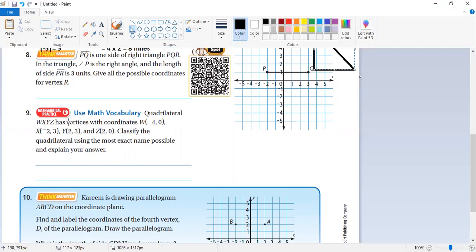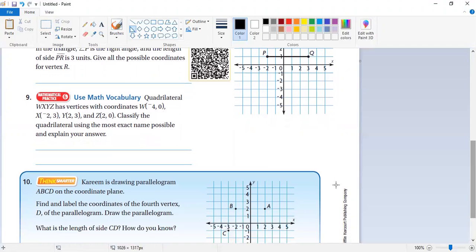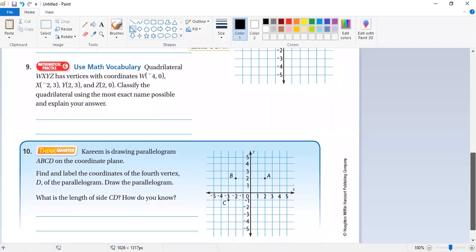Quadrilateral WXYZ has vertices with coordinates W, X. They have given all the coordinates. Classify the quadrilateral using the most exact name possible and explain your answer. As I don't have a coordinate plane, I will be using this one just for now, because we don't have an extra coordinate plane. So quadrilateral WXYZ has vertices with coordinates W is -4 and 0. So -4 and 0 is going to be this point.